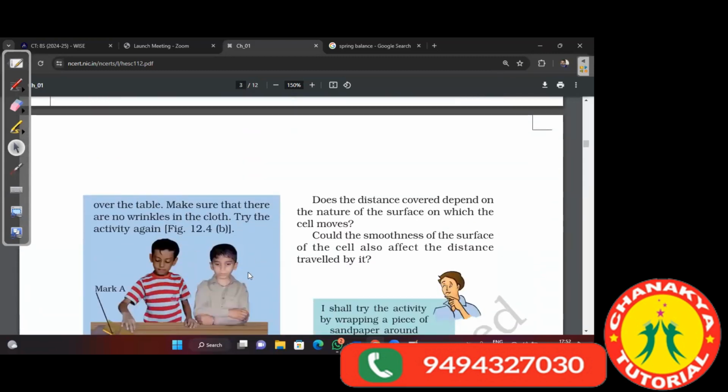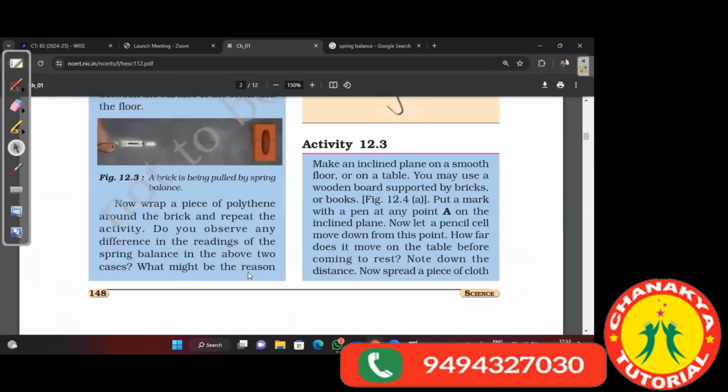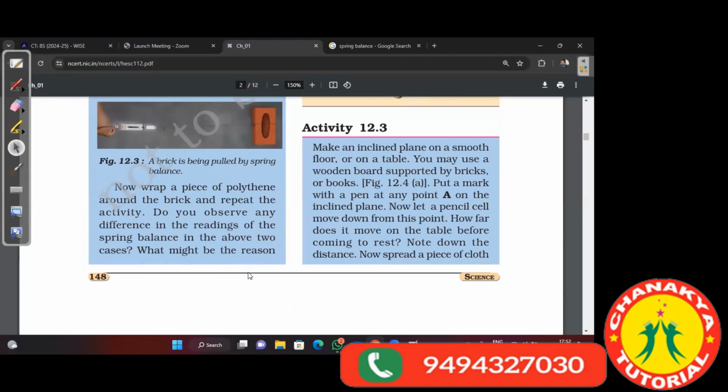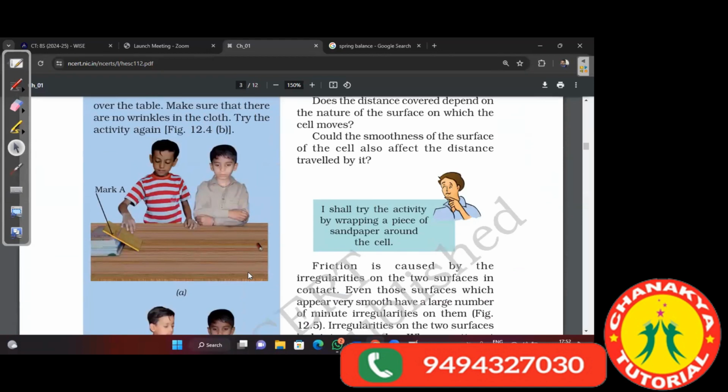So this activity will also explain it. In the previous one, we understood that the force of friction depends on the nature of surface in contact. This activity explains that the force of friction is dependent on the nature of surface. See, these two students are trying to play with a cell. You must have played like this. They have taken a table, and on this table they have put an inclined plane.